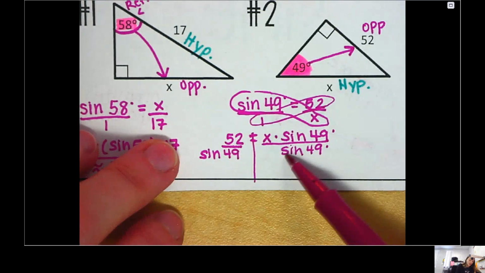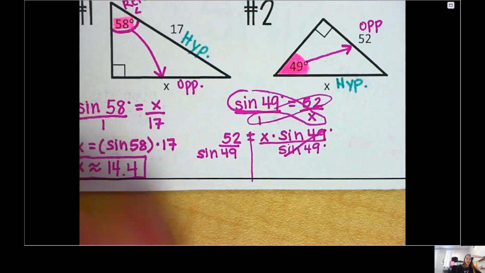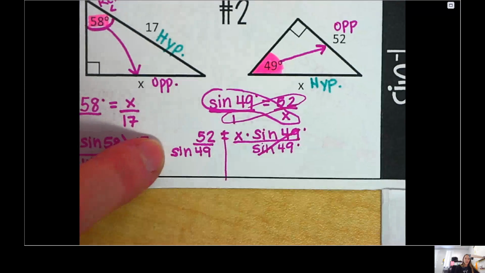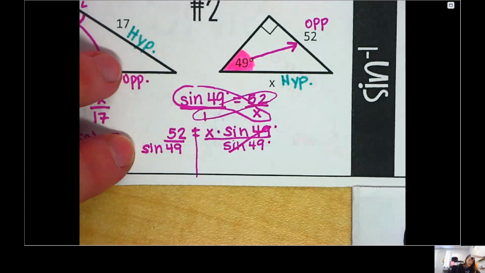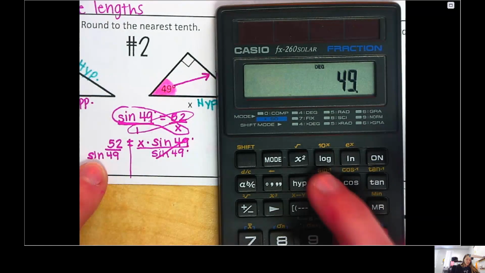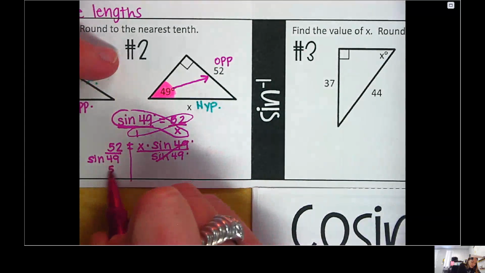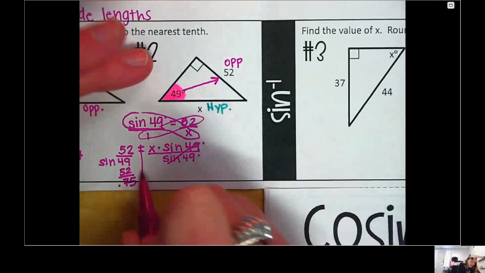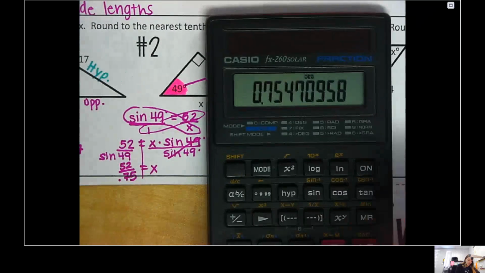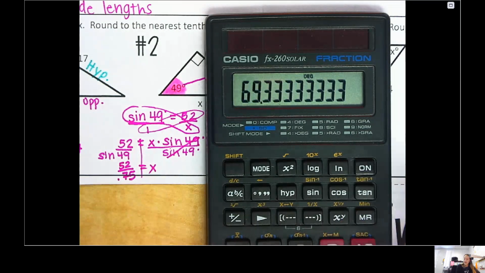Okay, so this would cross off, and once I put this in my calculator, that's going to be the answer to my equation. The sine of 49 should really be the first thing that I put in my calculator. So again, I'm going to push 49, and then I'm going to push the sine button. The sine of 49 is 0.75. So I have to do 52 divided by 0.75, and that will be my answer for x. So 52 divided by 0.75.